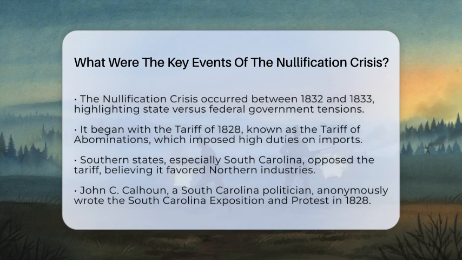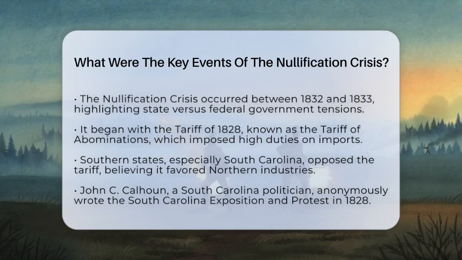The crisis began with the passage of the Tariff of 1820, often called the Tariff of Abominations. This tariff imposed high protective duties on imported goods, which Southern states, particularly South Carolina, strongly opposed. They believed these tariffs unfairly favored Northern industries at their expense.